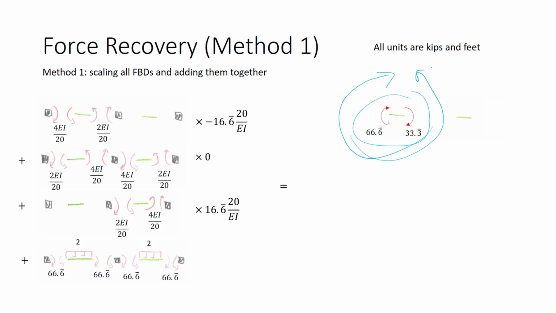The total moment, 66.6 and 33.3, is 100. 100 divided by the member length is 5. And so I show shears of 5 that are acting to produce a moment in the counterclockwise direction.